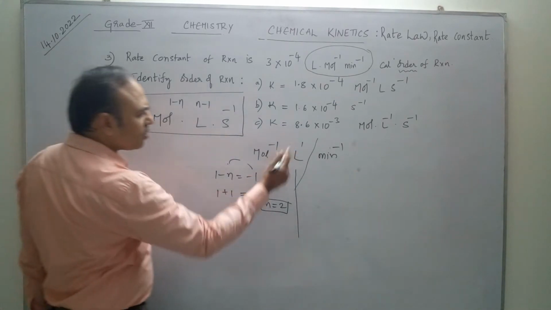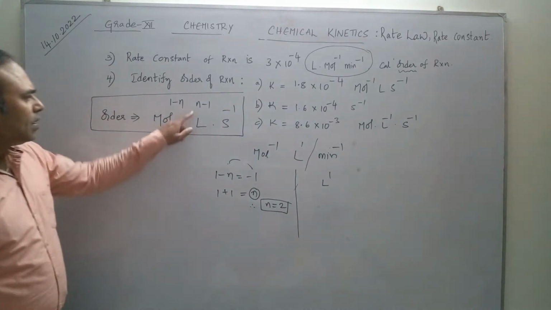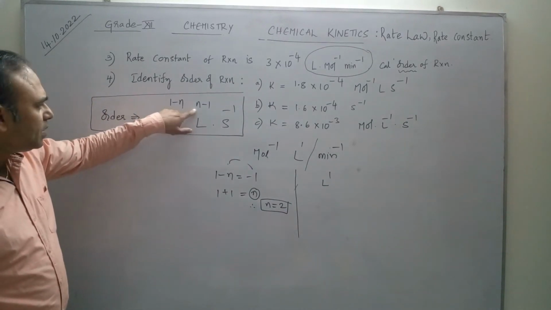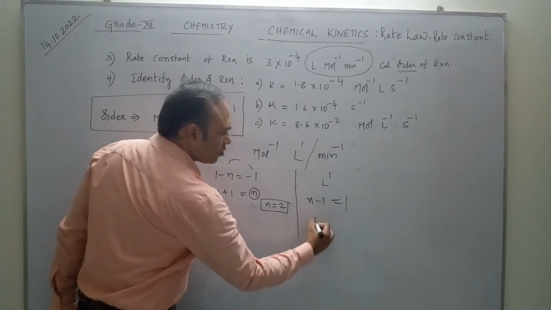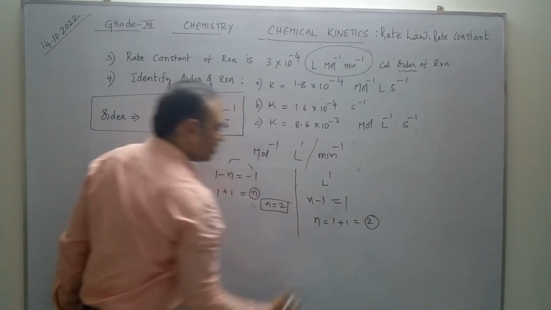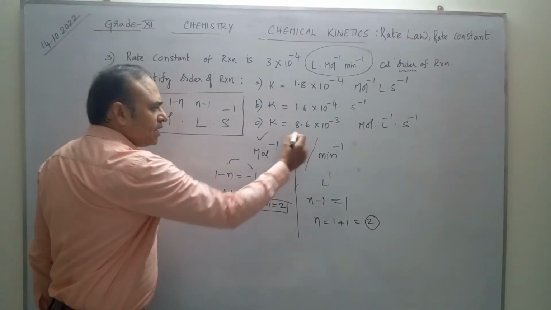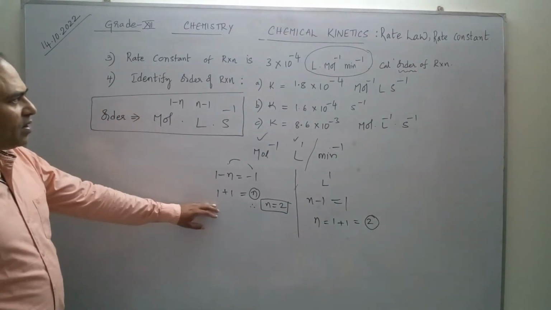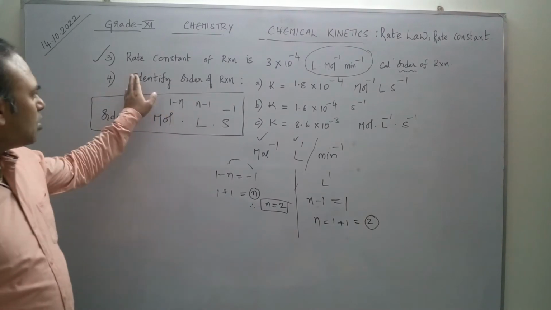If you want, the second one also you can identify. What is that? L to the power of 1, and if at all you are taking L, it should be n minus 1. Therefore n minus 1 is equal to 1. So send minus 1 to the other side, you will get order of reaction is equal to 2. With the mole or with the liter you can get the order of the reaction. For the third we have calculated. Now come to the fourth question.